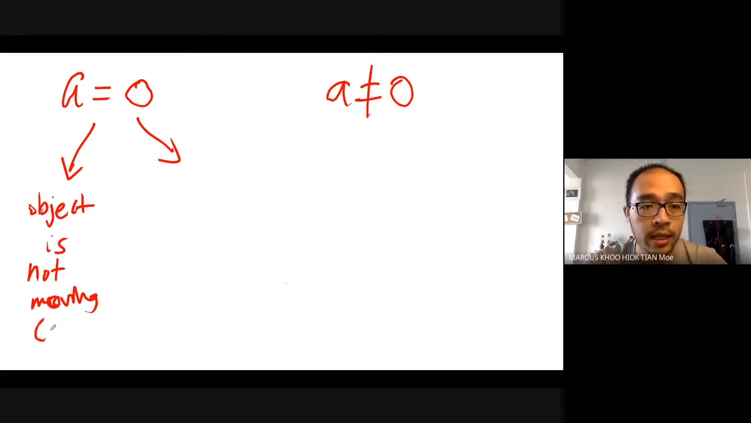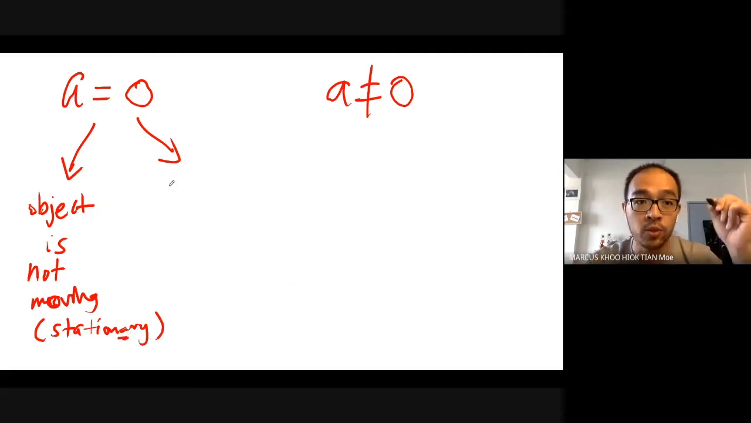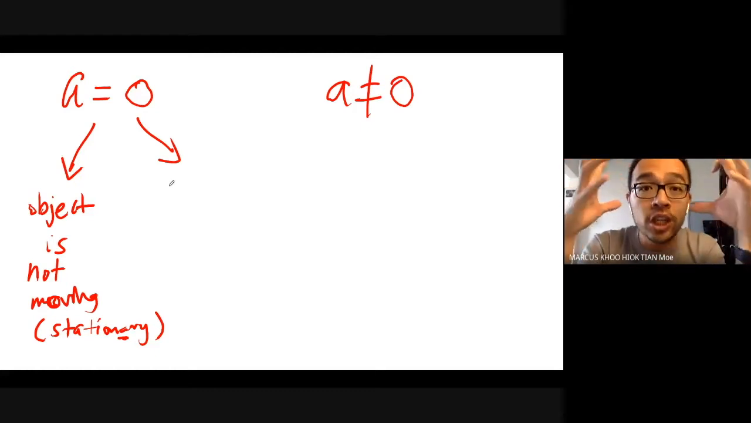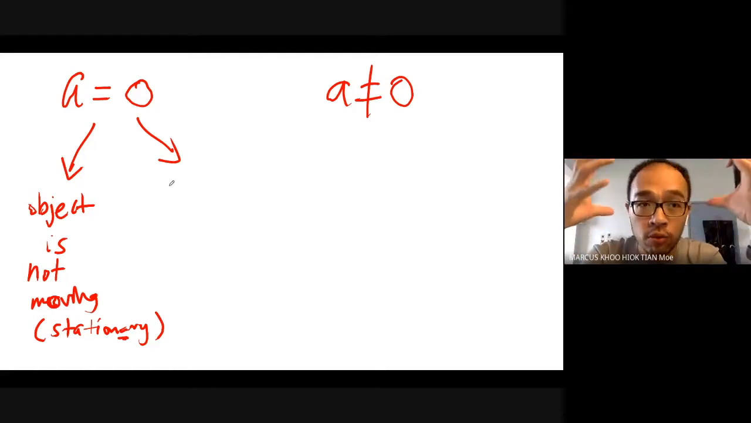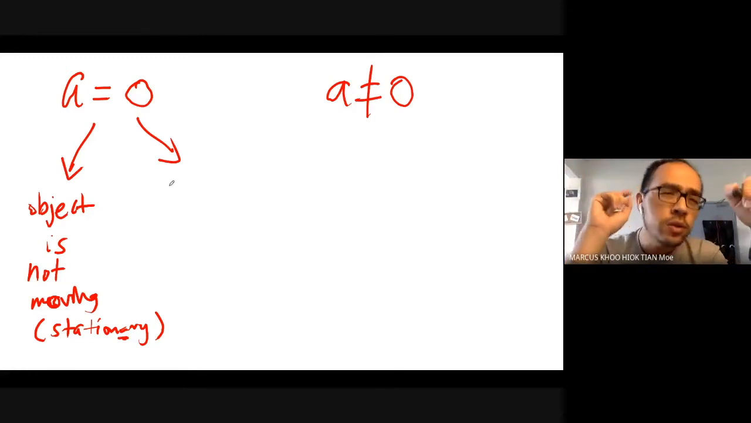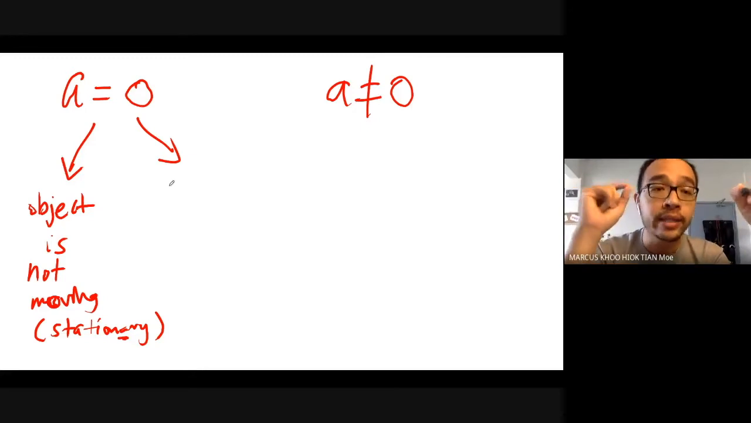Not moving is the standard way to say this very important physics word, which is stationary. S-T-A-T-I-O-N-A-R-Y, not S-T-A-T-I-O-N-E-R-Y, which is stationery. When something is not moving, we say that the object is stationary. It's logical, right? If the object is not moving, how can it accelerate, how can it become faster? But there is also another situation where the acceleration is 0.